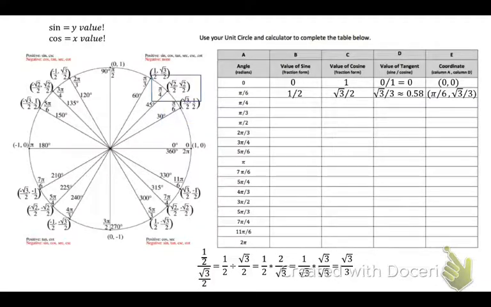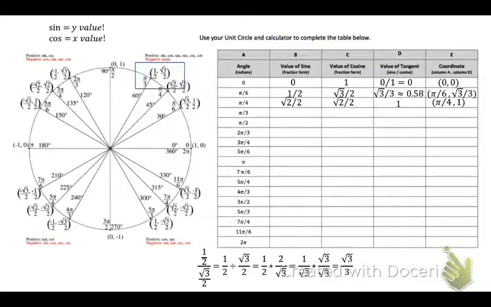Then if we go to pi 4ths, the x value there is square root of 2 over 2. The y value is square root of 2 over 2, so sine is the square root of 2 over 2. Cosine is the square root of 2 over 2. And then the square root of 2 over 2 divided by the square root of 2 over 2 is just 1, because if you divide something by itself, you always get 1. So then my coordinate is pi 4ths, comma 1.